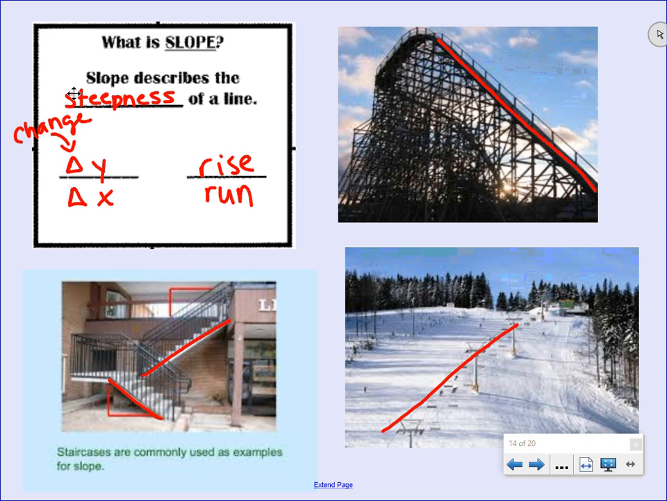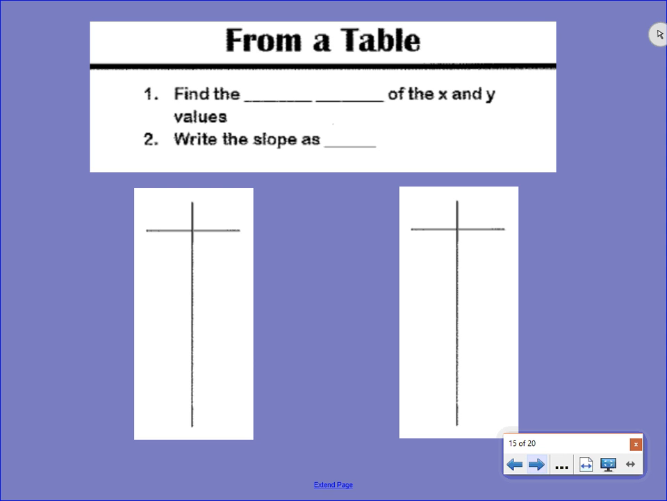From a table, this is one way we can find slope. So first we're going to find the change of the x and y values and write the slope as change in y over change in x. So in the first table, I want you to fill in x and y values. X values of 1, 2, 3, 4, and y values of 2, 4, 6, 8.